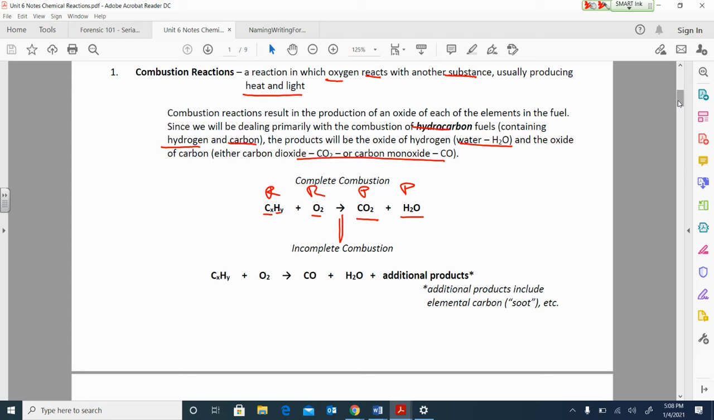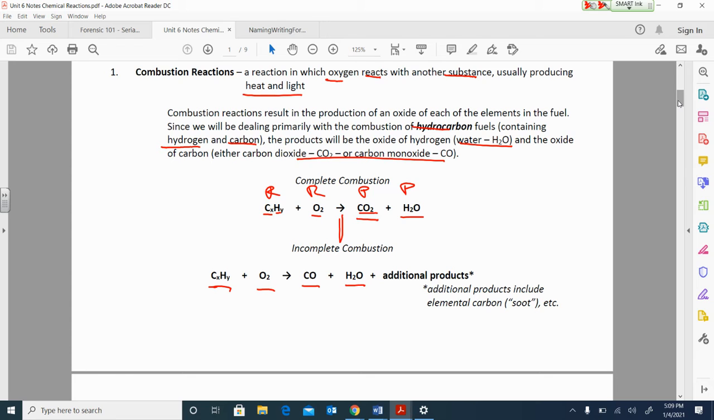This is always true for the combustion reactions that are really easy to identify because you're going to notice it's a hydrocarbon with an oxygen, and then on the product side, it's going to make either CO2 or CO. Either one is fine. It's either carbon dioxide or carbon monoxide. Carbon monoxide would be worse for us breathing it. It's more poisonous. But still, it can make either one, and then water.